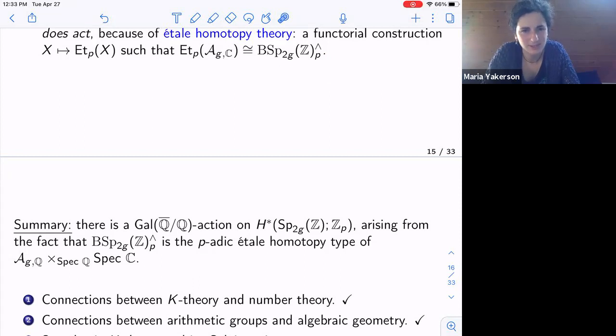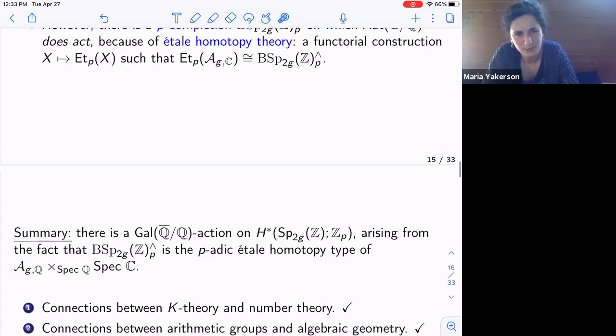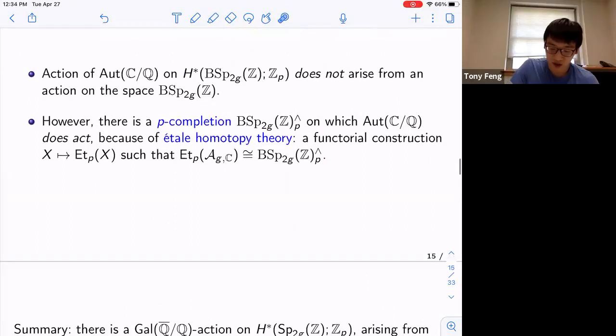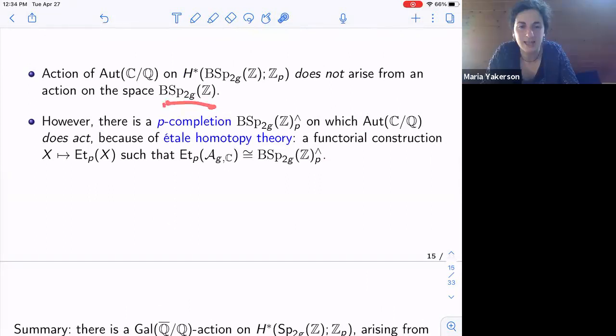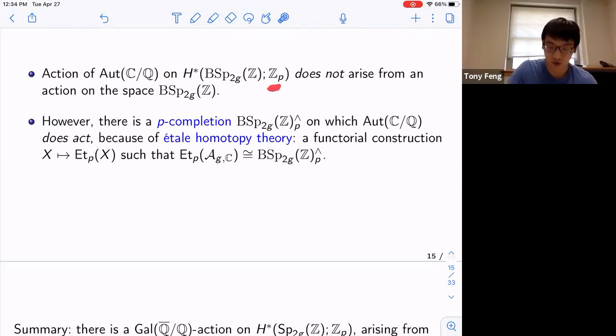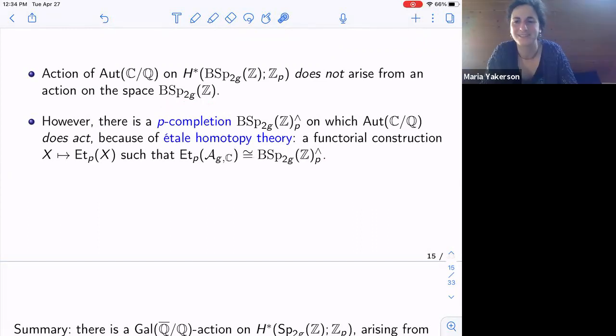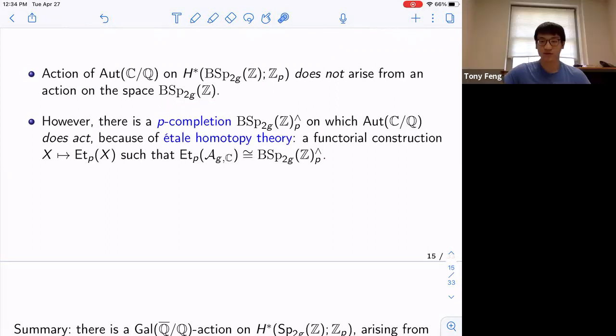Okay, sorry. Then could you repeat again? You just said that the action does not come from the action on BSp. Can you explain that a little bit? If you don't p-complete it, you won't get an action. And one way to see that is that if you don't put in p-adic coefficients, you won't get an action. Oh, that's cool. Okay, thank you. No problem. Thank you for the question.